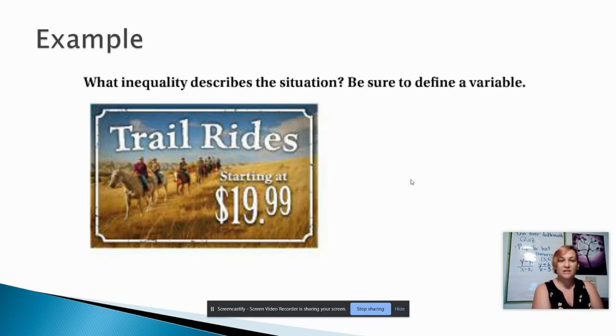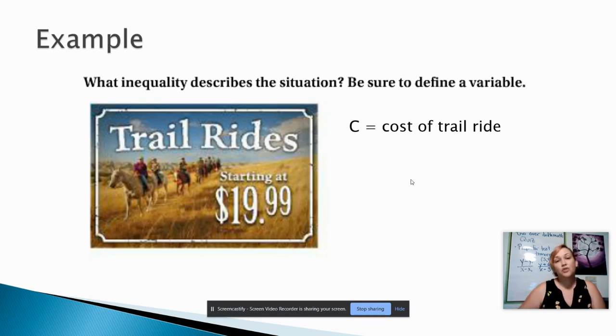In this problem, it says that trail rides start at a price of $19.99. And so what we want to do is we want to write a math problem that shows how much a trail ride could potentially cost. And so since we're showing how much a trail ride could cost, that's what our variable will be. So I chose to use the letter C. You can use whatever letter you want. I chose C for cost of a trail ride.